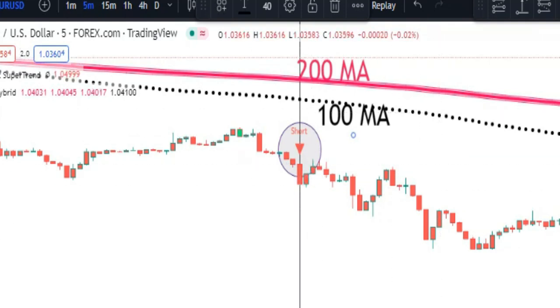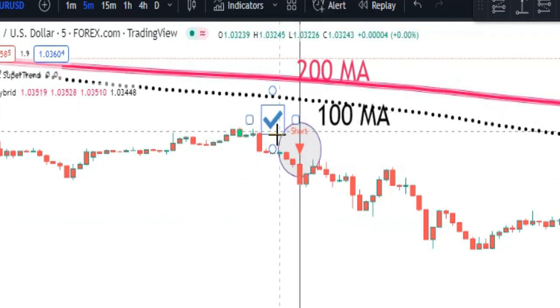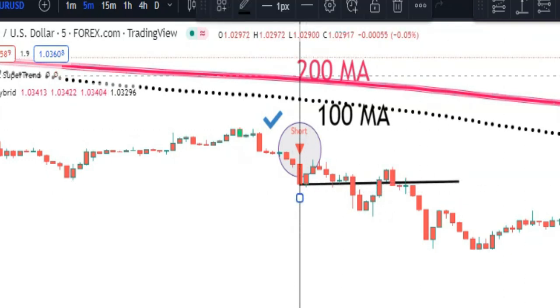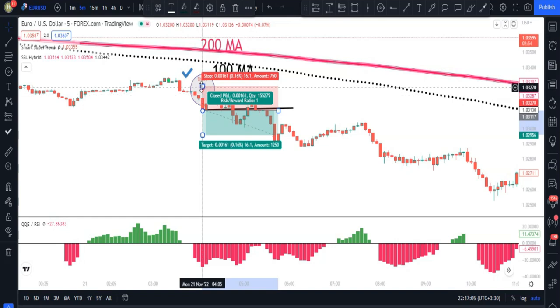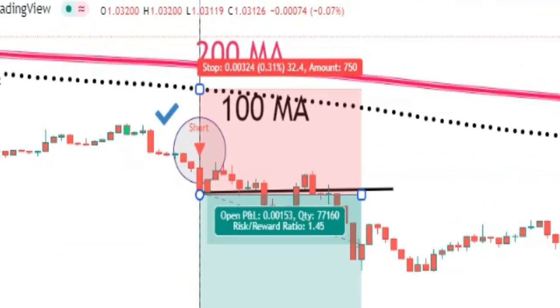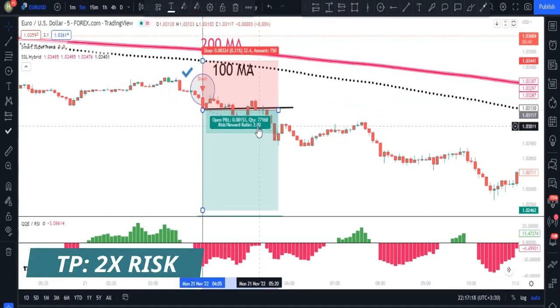So this would be a valid short signal, and we can place our sell order at the close price of the trigger candlestick. And I'm gonna set the stop loss on the 100 MA, and I'm gonna exit the trade with the risk-reward ratio of 1 to 2.